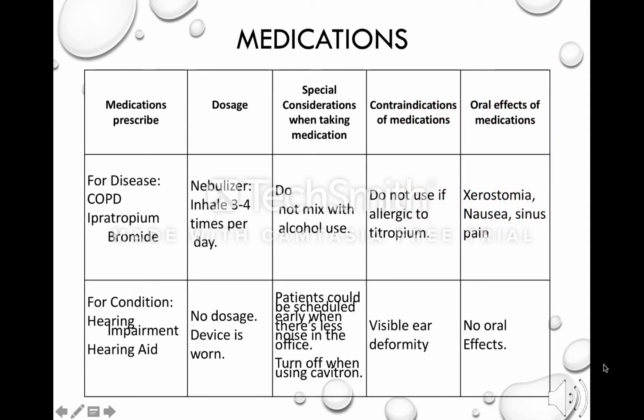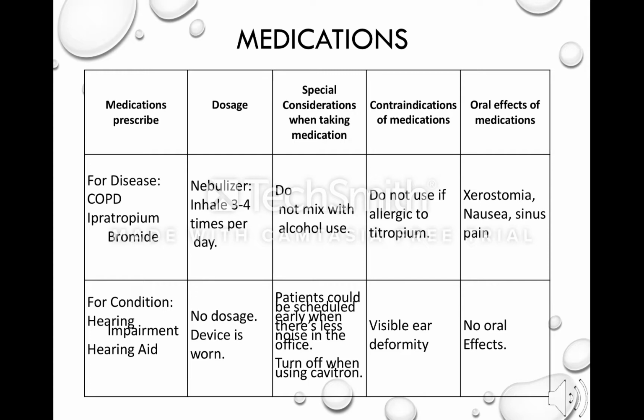For Robert's medications, he uses ipratropium bromide for his COPD. It's taken as a nebulizer, inhaled 3 to 4 times per day. With this, you do not want to mix with alcohol, so if he's considering drinking that night, he would not use this medication. Contraindication is to not use it if you're allergic to tiotropium. Some oral side effects of this medication are xerostomia, which can cause decay, nausea, and sinus pain.